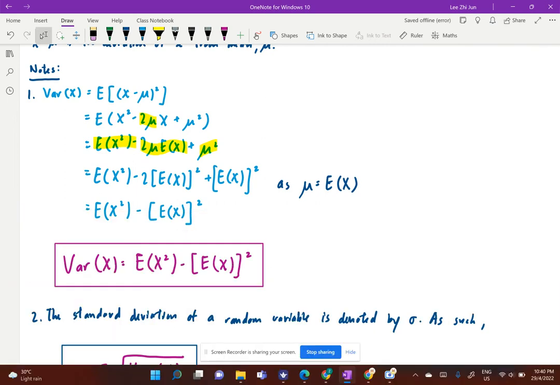So mu squared is the same as the mean squared. Just now I said mu and E(X) are the same, so it becomes E(X) squared. So negative 2 plus 1 becomes negative 1, and this E(X) squared remains.